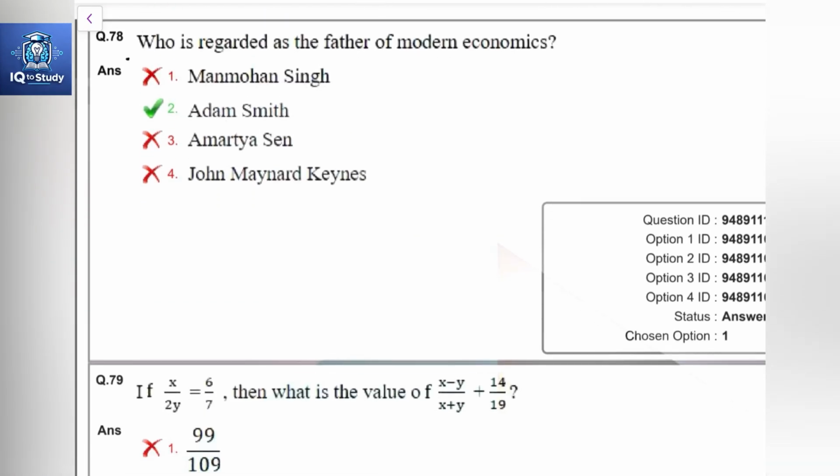Who is regarded as the father of modern economics? Adam Smith. Adam Smith was a Scottish economist and also known as father of economics or the father of capitalism.